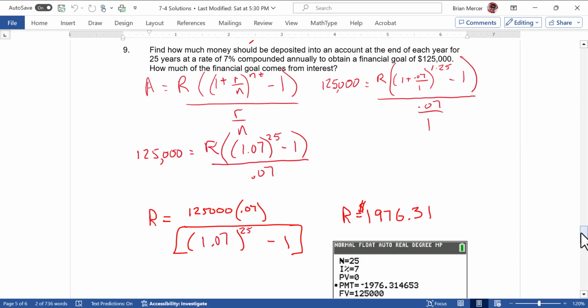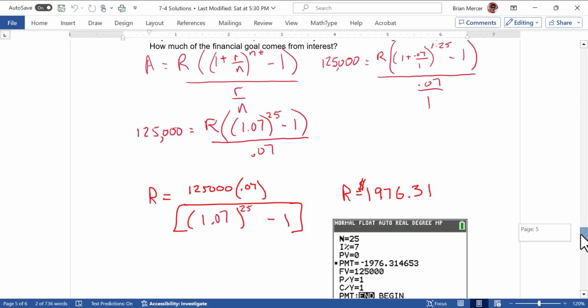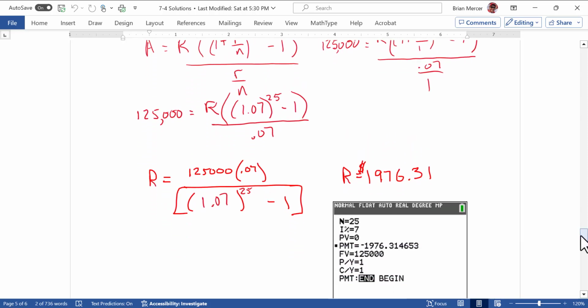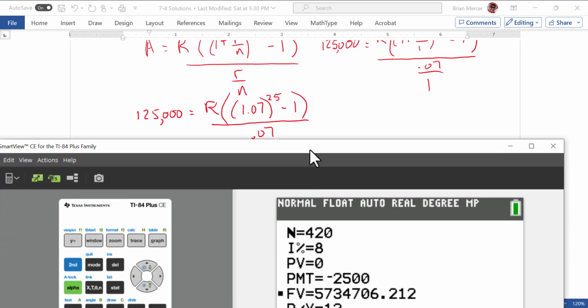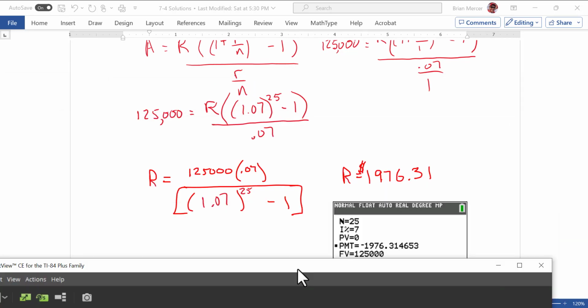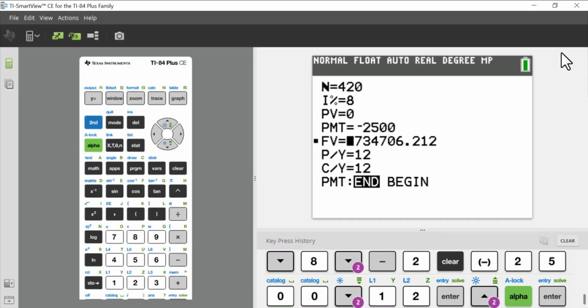So practice that, look at that carefully. I encourage you to challenge yourself to do this by hand, but the other way to do it is to put all this information in here. That N is 25, that's the big N. The little n is just 1 because it's compounded annually, 7% interest. 125,000 is the future value, and then you go to the payment and do the calculate thing there. I'll show you that live so you see what that looks like. Let's see here, get all the information: 25, 7%, and 125,000.